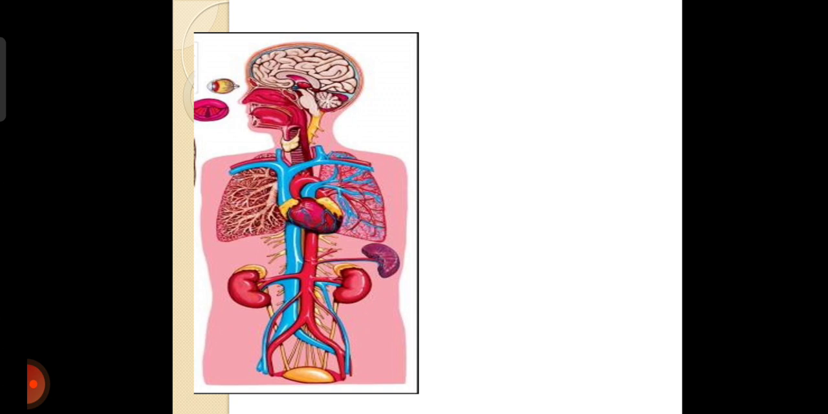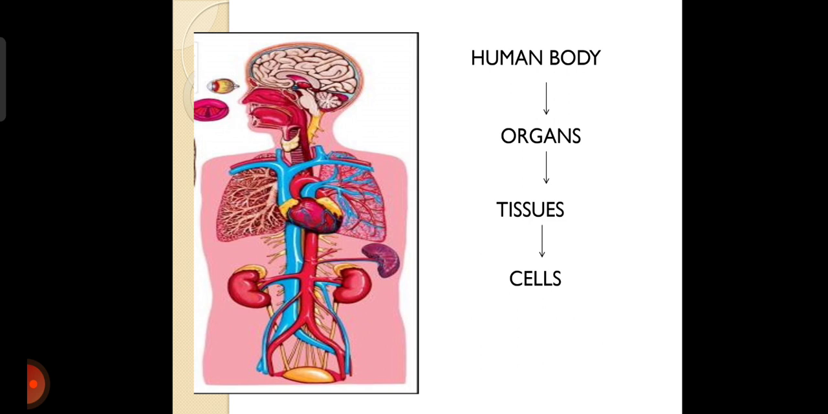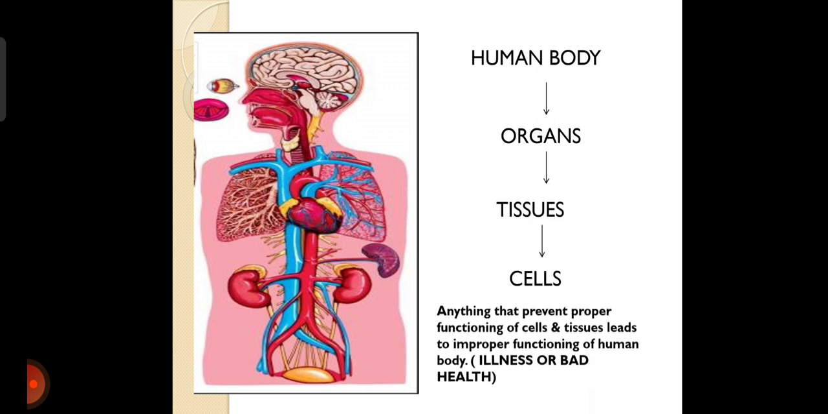Similarly, think of the human body, the most complex machine made by the Almighty. The human body is made up of different types of organs, organs are further made up of tissues, and tissues are made up of cells. Anything that prevents proper functioning of these cells and tissues leads to improper functioning of our body, which results in bad health or illness.